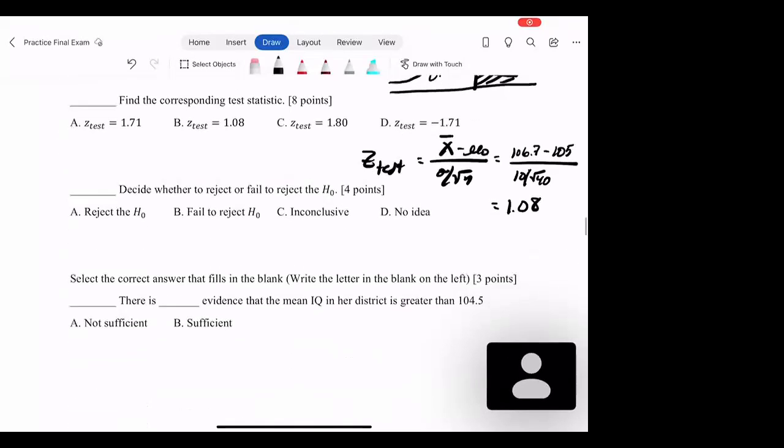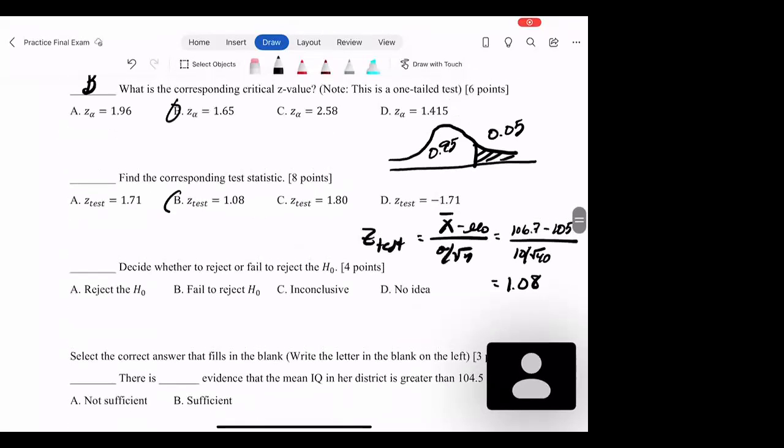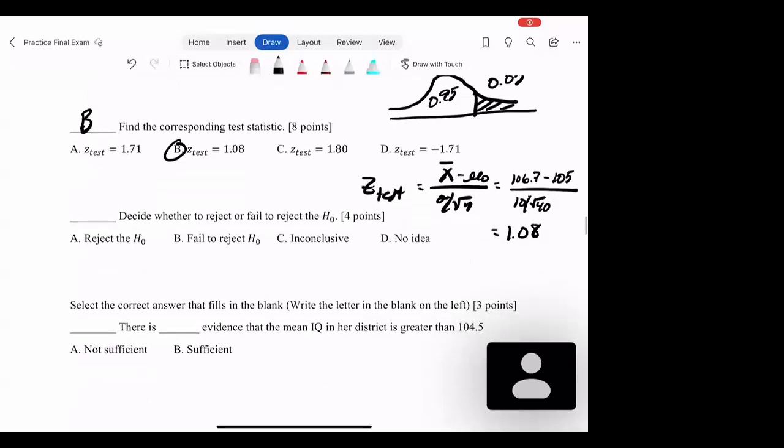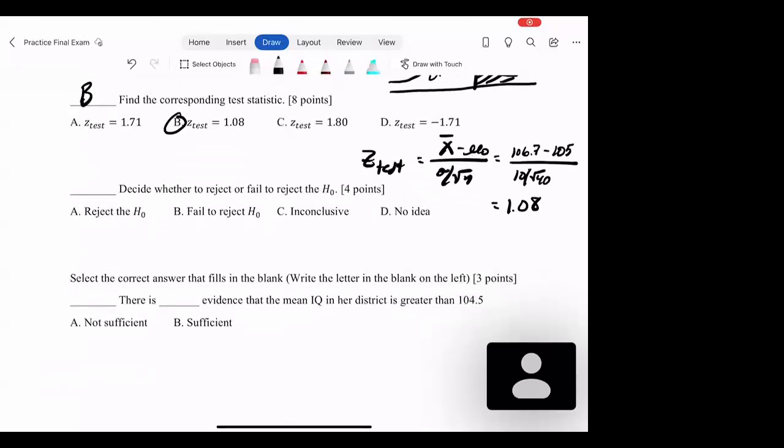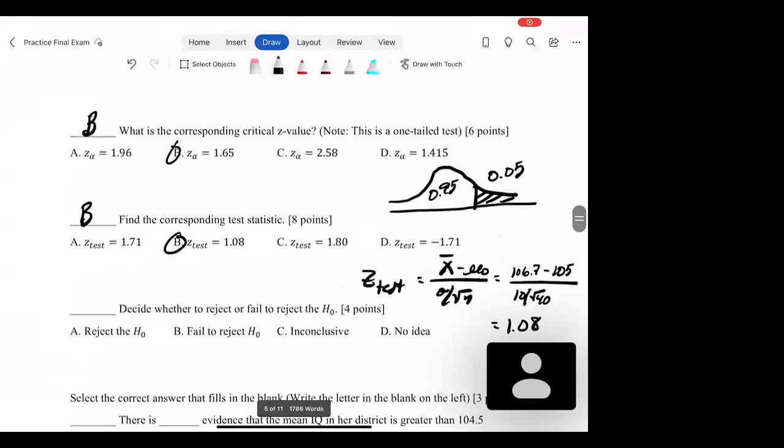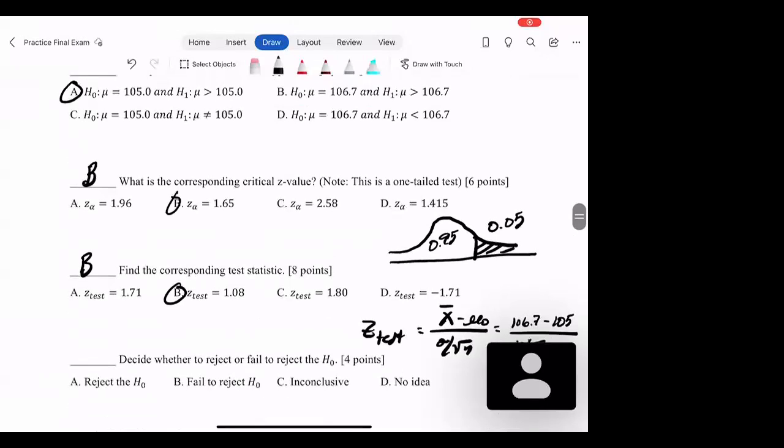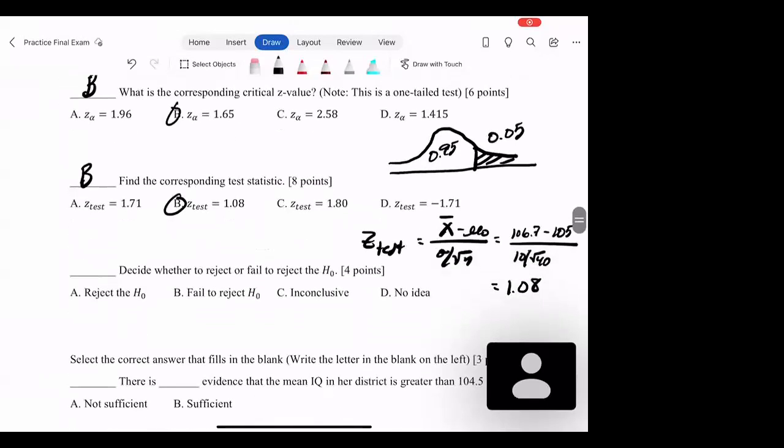It's B, 1.08. Decide whether to fail to reject or reject the null hypothesis. So you compare the critical value to the test statistic. And since it's a right-tailed test, what is the decision rule? Yeah, so reject the null hypothesis if your test statistic is greater than the critical value. So is 1.08 greater than 1.65? No, so therefore fail to reject. B.